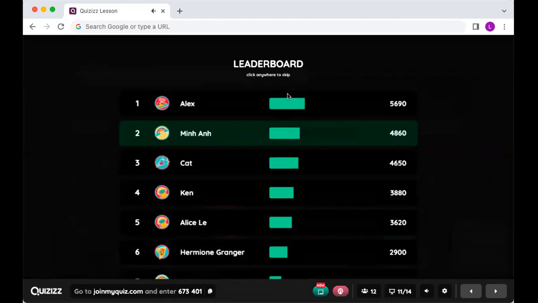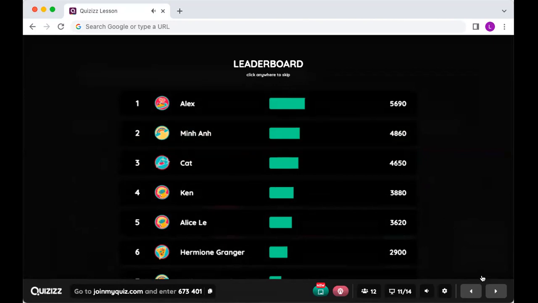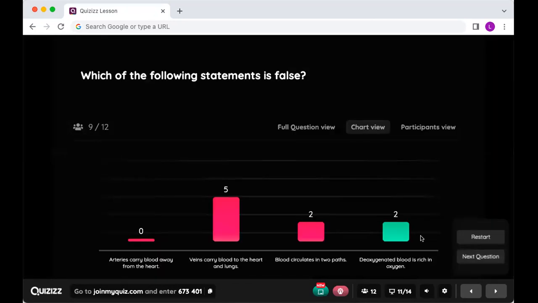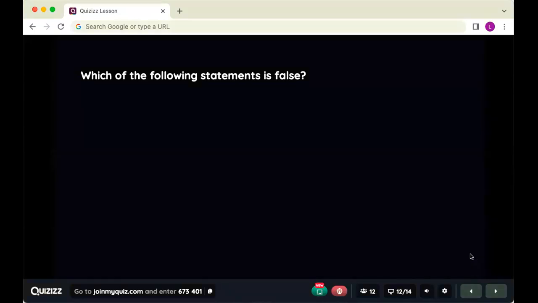Oh, Alex is now first, Mina is second, Cat is third. Well, the correct answer is deoxygenated blood is rich in oxygen. When you say deoxygenated, it means this particular thing doesn't have oxygen. Whereas vein carries blood to the heart. Yes, veins carry blood with all the waste material from the body back to the heart and lung to dispose out. All right. So next question.